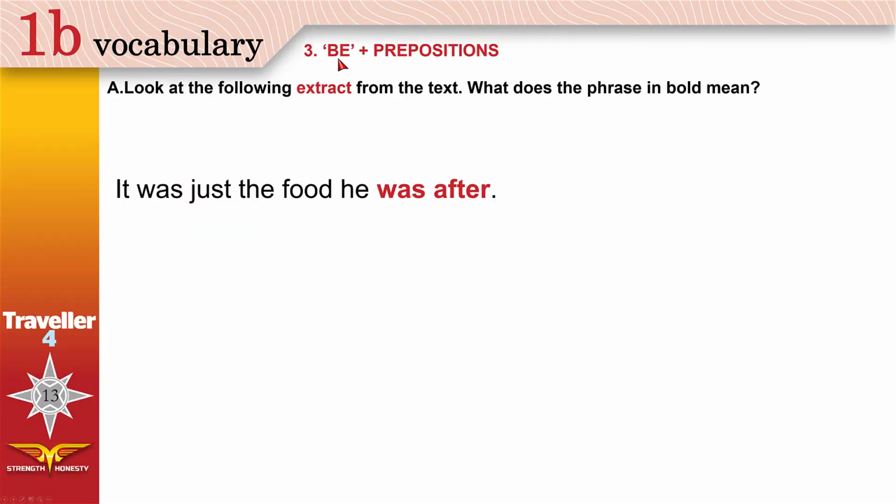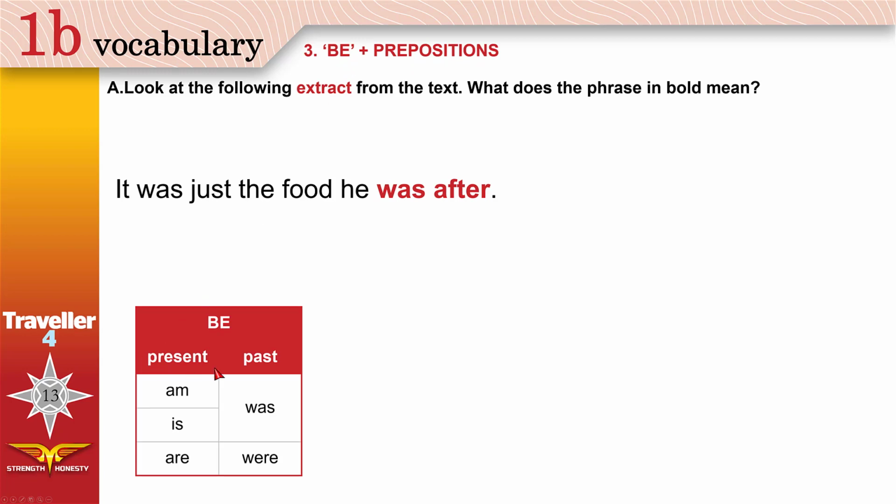3. B plus prepositions. Now B is a verb. In the present, it takes these forms: am, is, and are. In the past, we use was and were. Prepositions are words like up, in, on, about, between, forward, backward. All these are prepositions. Look at the following extract. Extract means this short sentence was taken from a bigger part, from a dialogue, from a text.